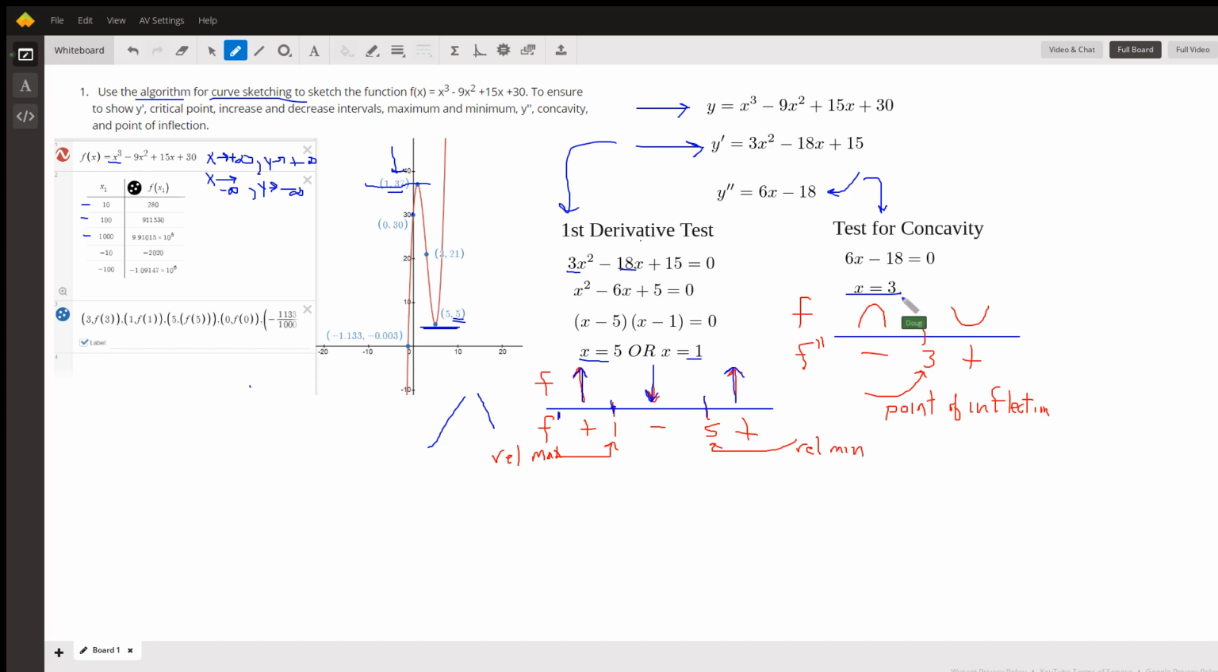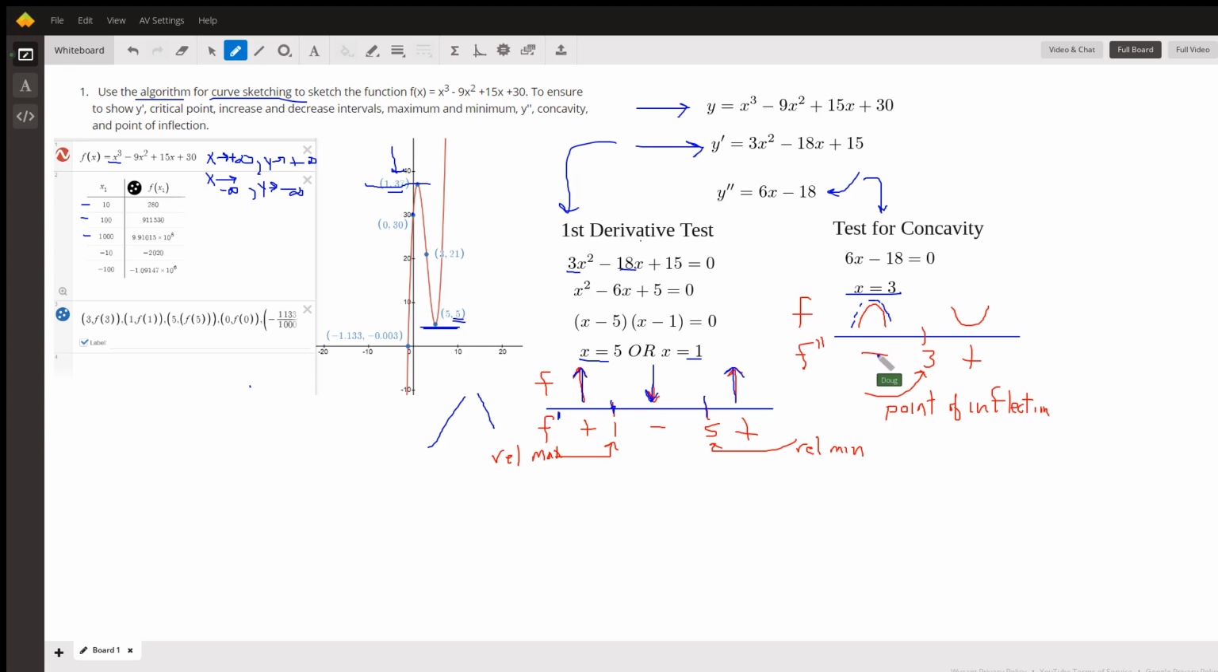That's where the second derivative equals 0, at 3. And the sign of the second derivative will tell you the concavity of the original function. In other words, when the second derivative is negative, the tangent lines are decreasing in slope. And that's why we say when f double prime is negative, the concavity is downward.